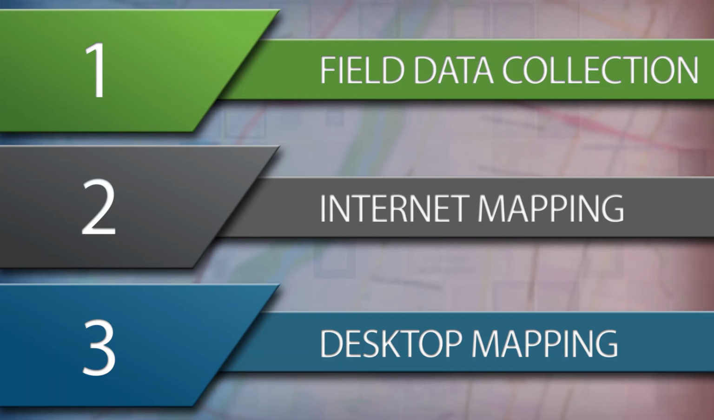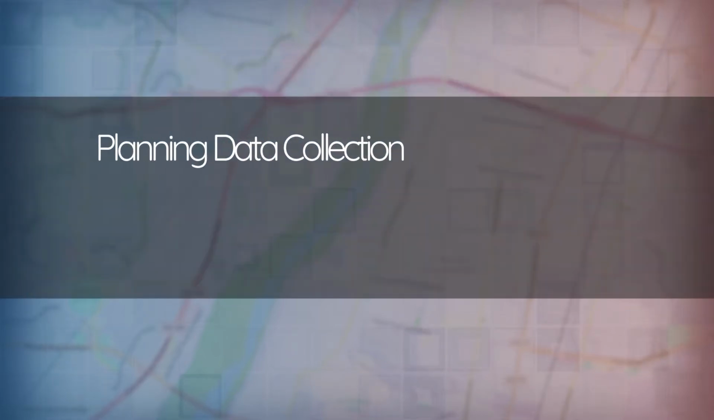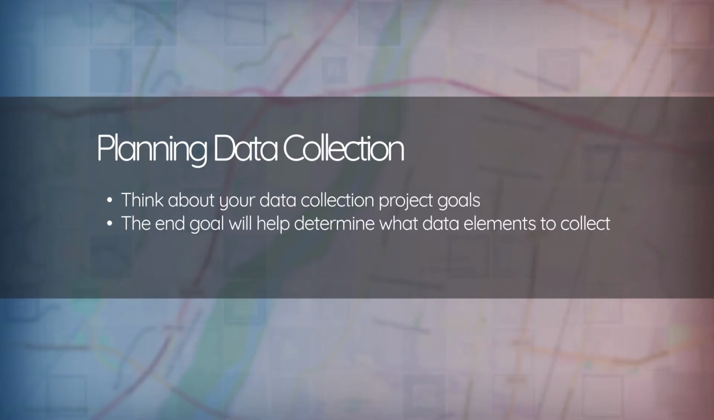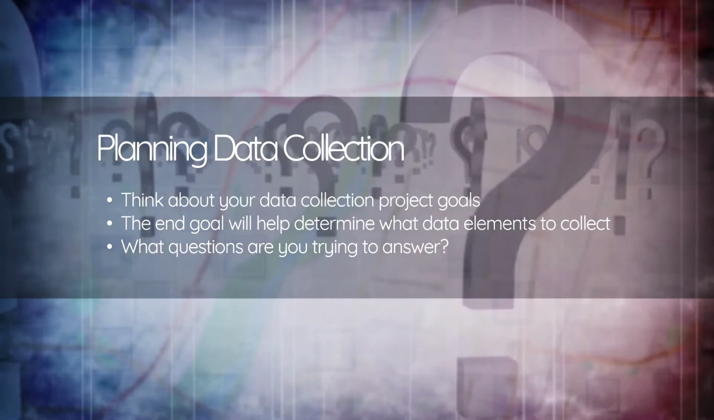Effective community health mapping begins with collecting data that you would eventually like to place on a map. Before collecting that data, it helps to do some planning. It is important to think about the goals of your data collection project before you try to collect the data. Thinking through the end goal of the project will help you determine what data elements you need to collect. What questions are you trying to answer with your mapping project?